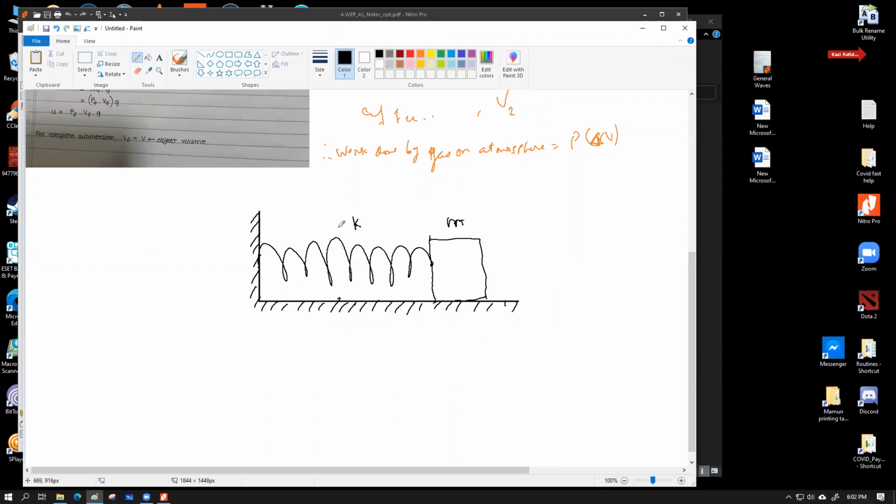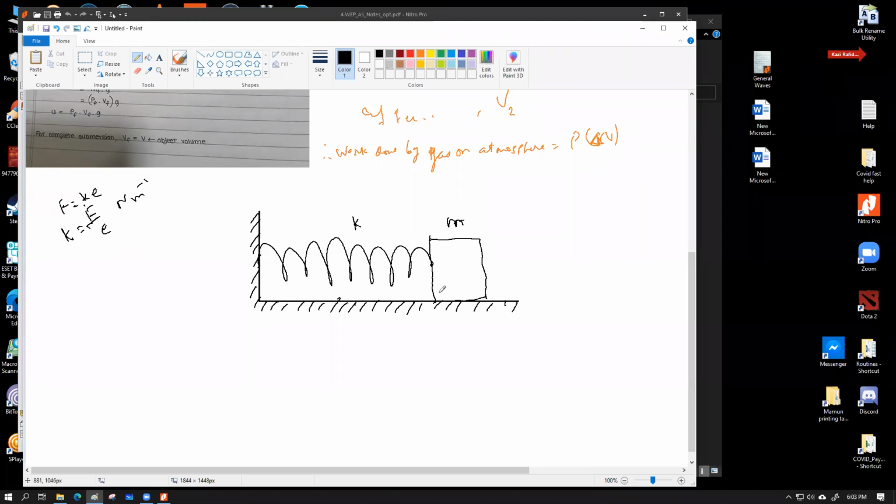Do you guys know what a spring constant is from O levels? What is k? What is the equation for k? F equals to k times e, so k equals to F by e, right? The SI unit of this is newton per meter, though it could be newton per centimeter if the extension is given in centimeters, so it can differ. Yes, k is the spring constant.